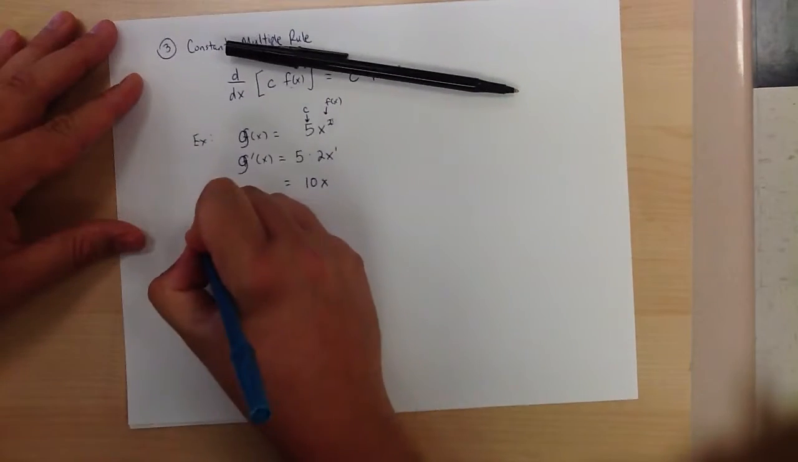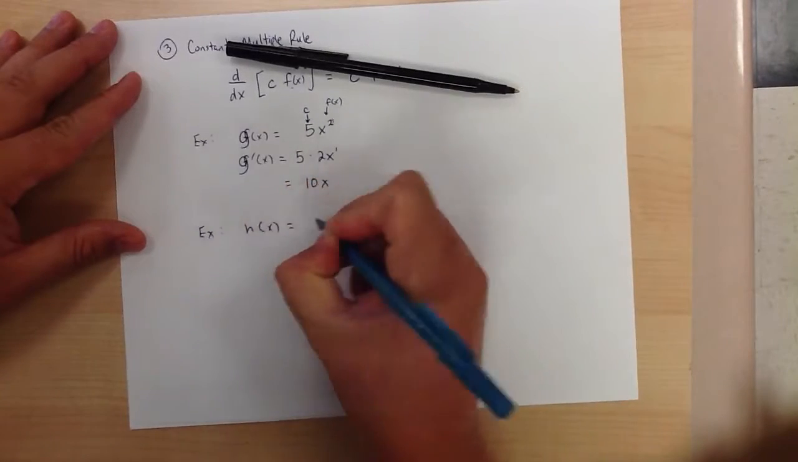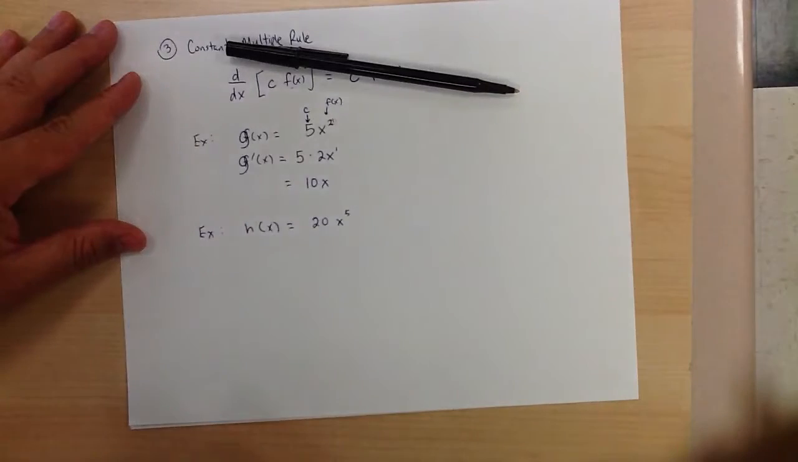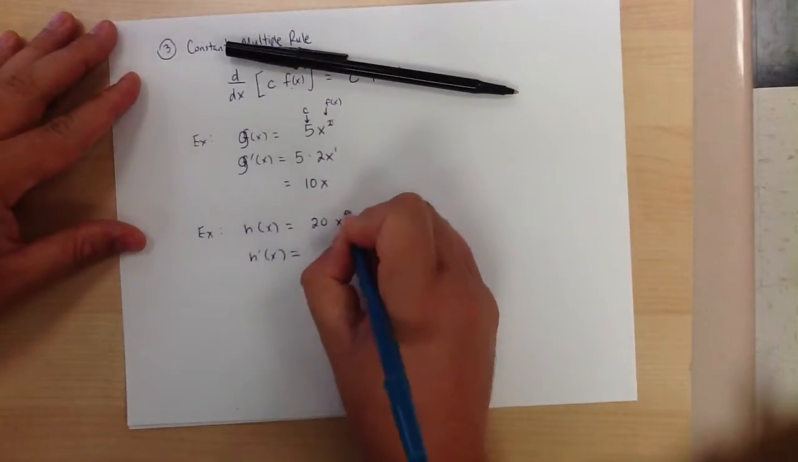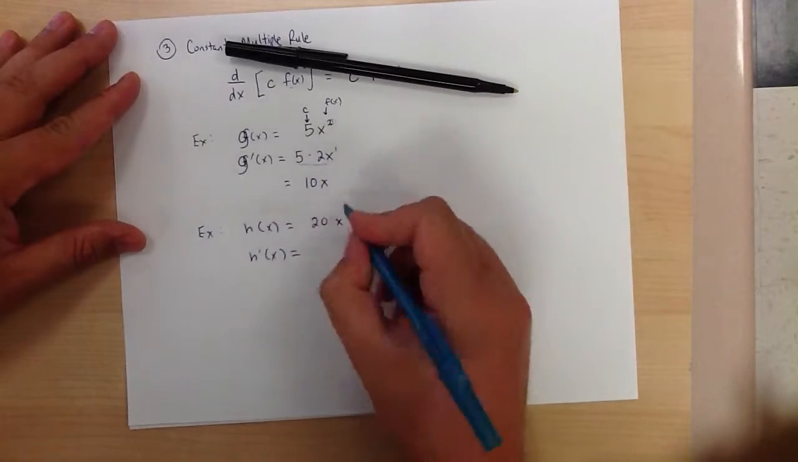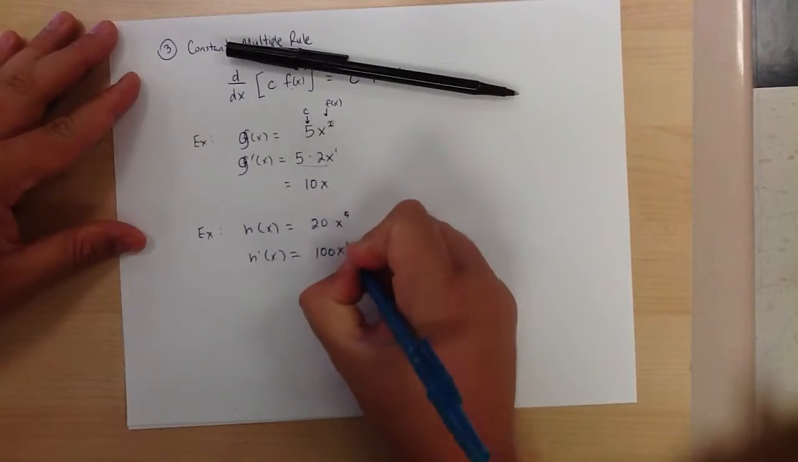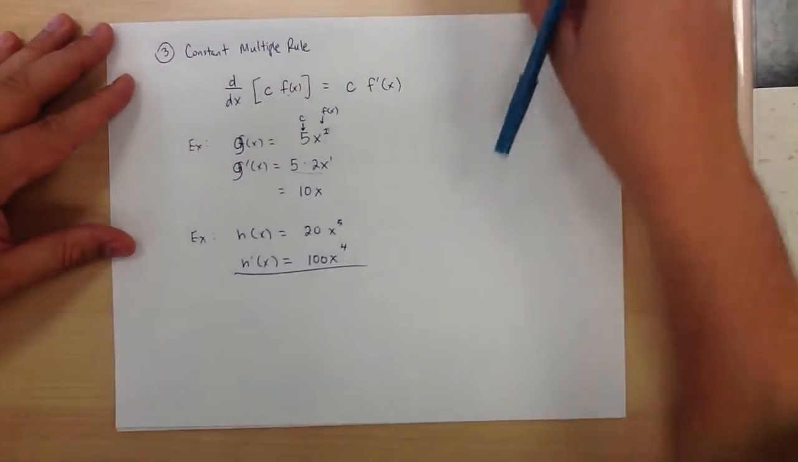Okay, really a quick one just like that one again, just if you're not comfortable with it. So let's call h of x, I don't know, 20x to the 5th. So h prime of x is going to be 5 times 20. So you can just multiply. You don't have to do this step. 5 times 20 is 100. Leave that x there, subtract 1 from 5, you get 4. And there is your constant multiple rule.